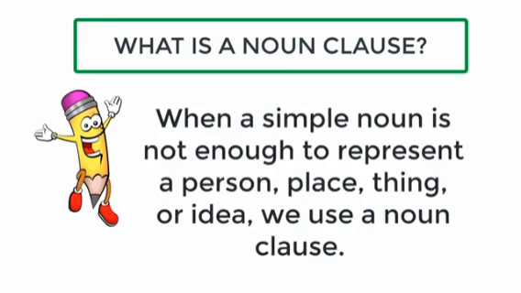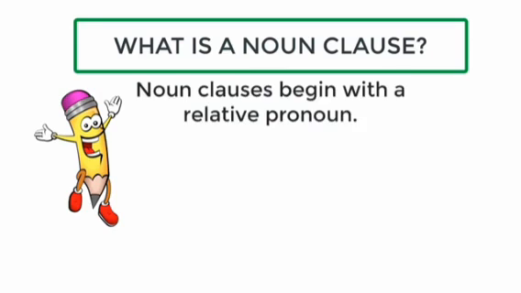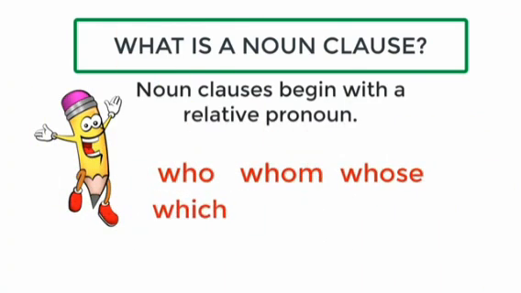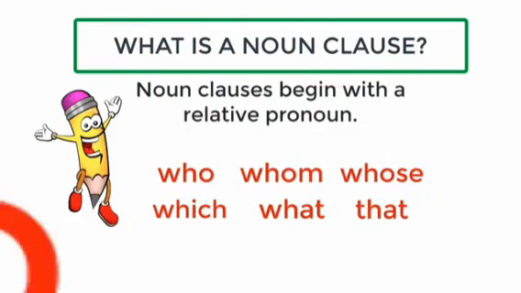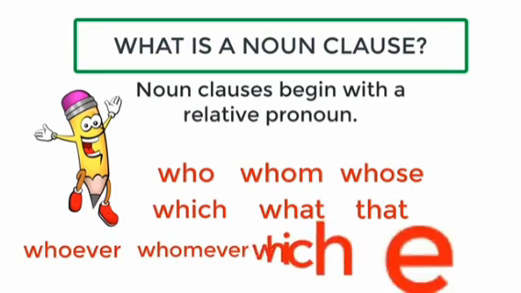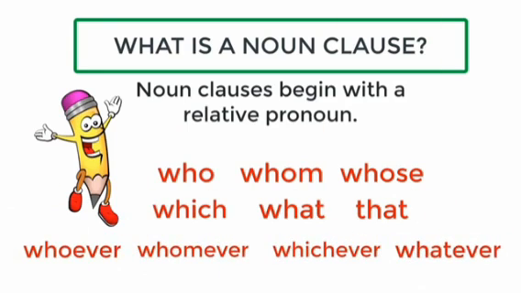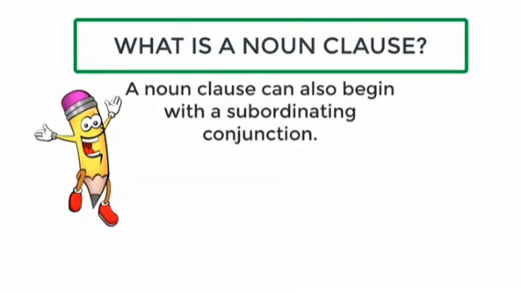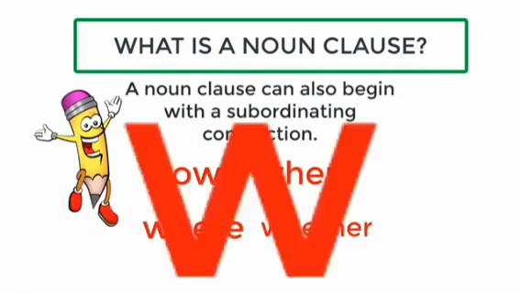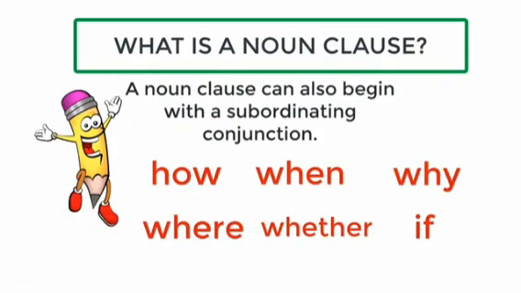When a simple noun is not enough to represent a person, place, thing, or idea, we use a noun clause. Noun clauses begin with a relative pronoun, like who, whose, which, what, that, whoever, whomever, whichever, and whatever. A noun clause can also begin with subordinating conjunctions like how, when, where, whether, why, and if.